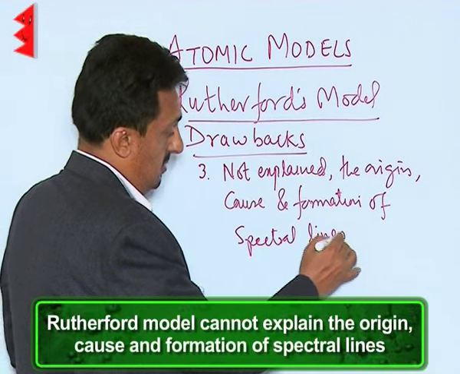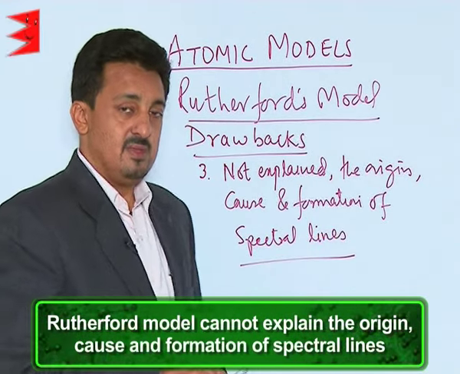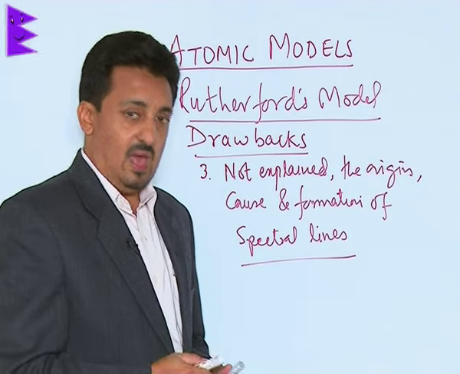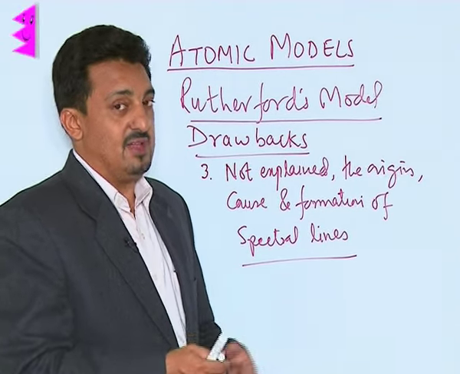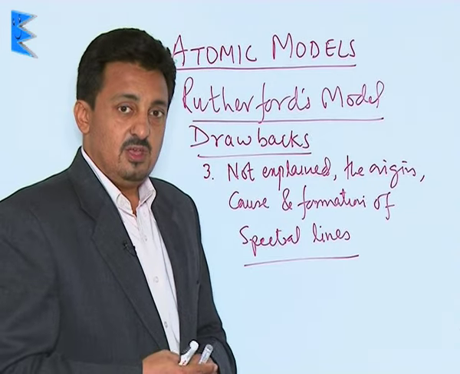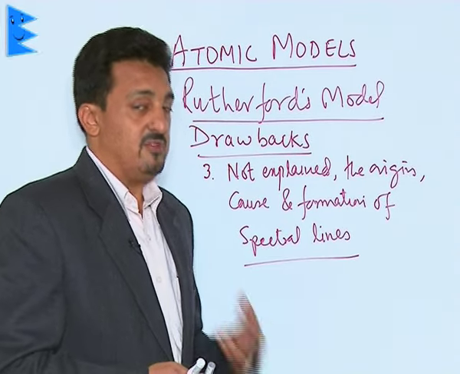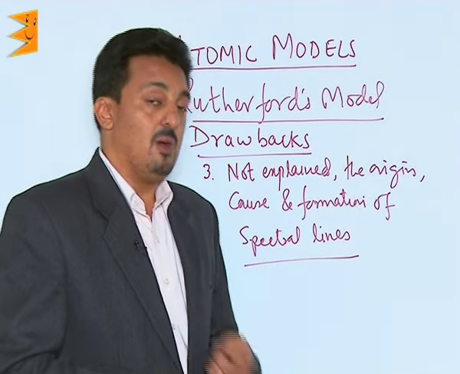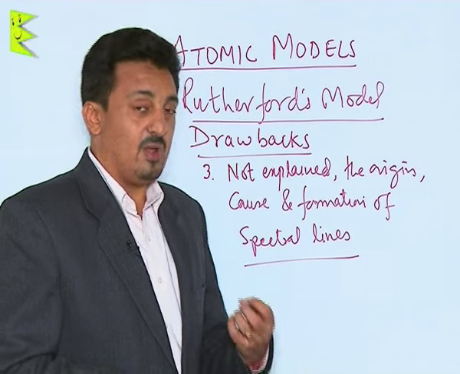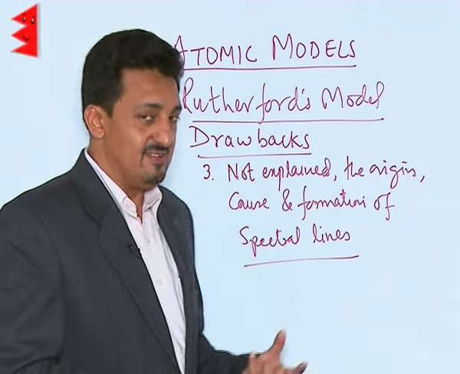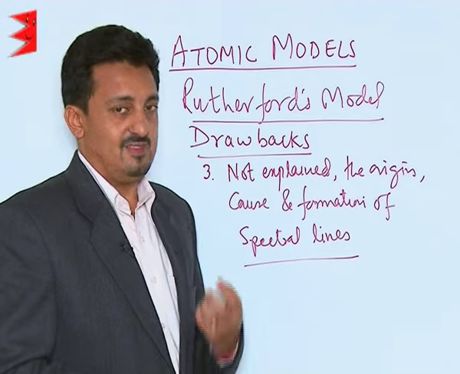because by that time the spectra had been discovered, and people were trying to find out why we are getting the spectra or the spectral lines. His model was not able to explain how these lines are formed, why these lines are formed, and what is the basic reason behind this. So these are the few major reasons why the Rutherford model was rejected.